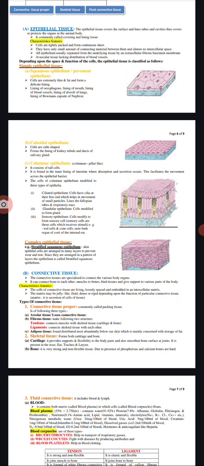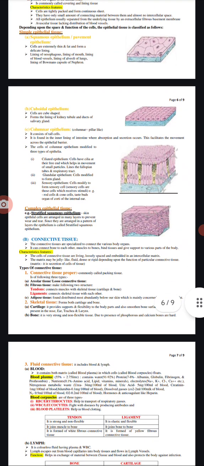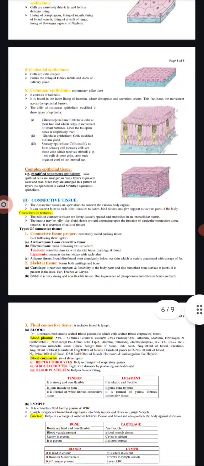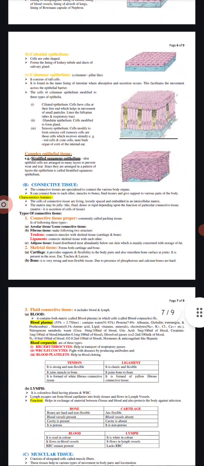Okay, now the second one is complex epithelial tissue. Complex epithelial tissue is made up of a very thick layer and sheet of cells. It has many layers. It is present in the outer layer of the skin, and it protects our organs.